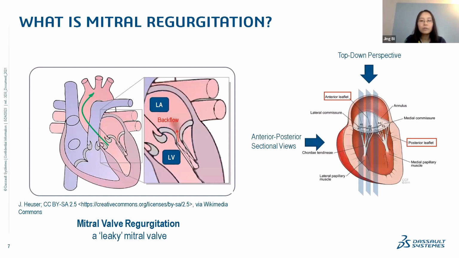The mitral valve is composed of two leaflets, namely the anterior and posterior leaflets. The presentation will focus on providing visual representations of the mitral valve from both a top-down perspective and anterior-posterior sectional views, as illustrated in the image on the right.